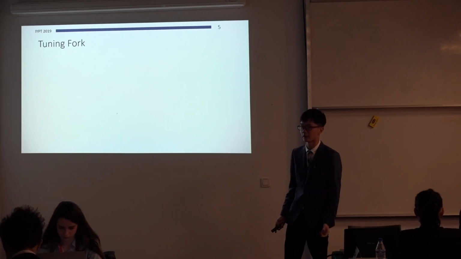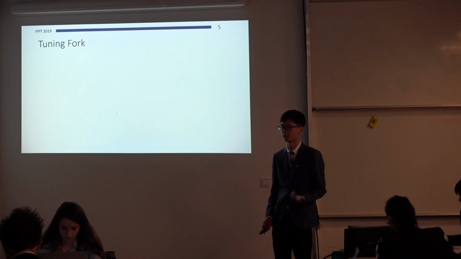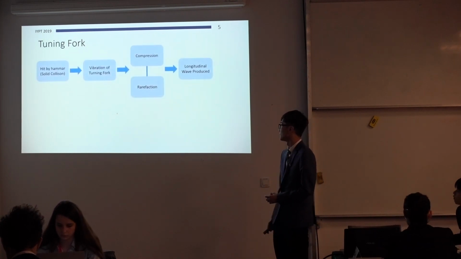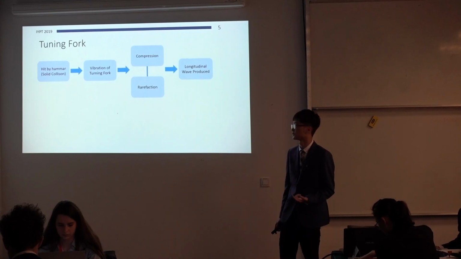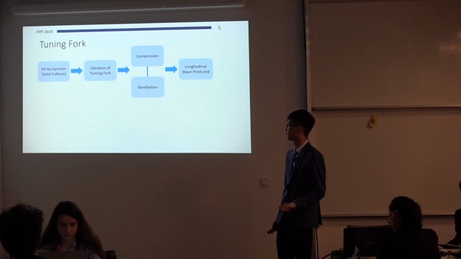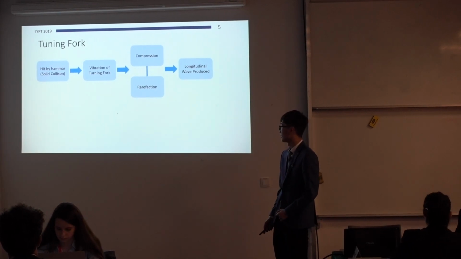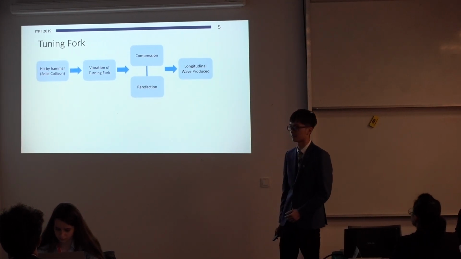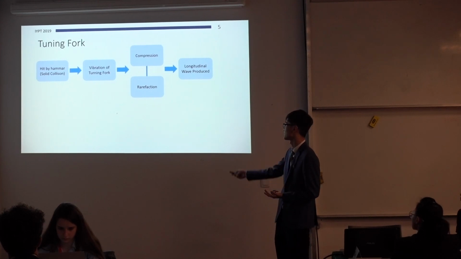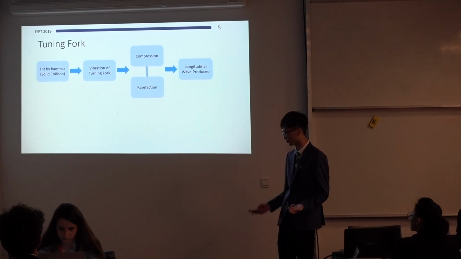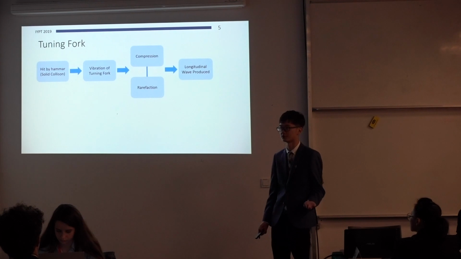So first of all, we have to know how the tuning fork vibrates. When the tuning fork is hit by a hammer, it causes a solid collision, and it causes the tuning fork to vibrate this way. And the vibration of the tuning fork can be divided into two processes, which are compression and rarefaction. That's why the longitudinal wave obeys, and that's why we can hear the sound.